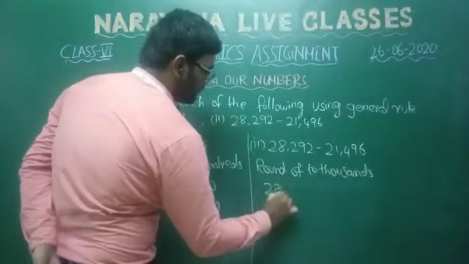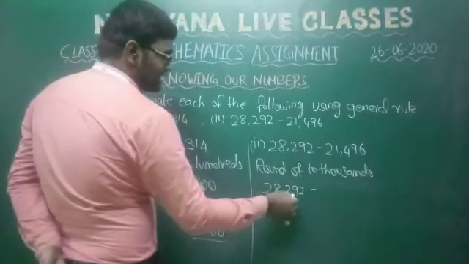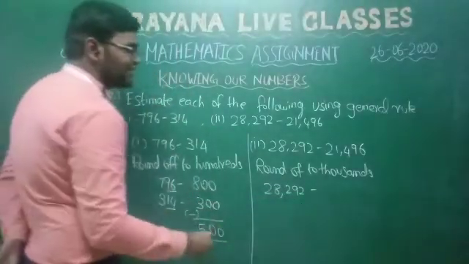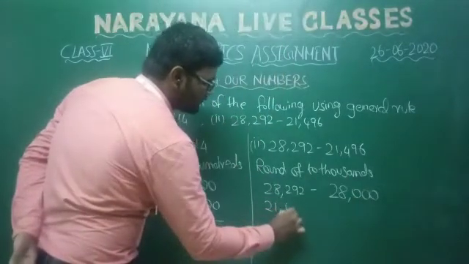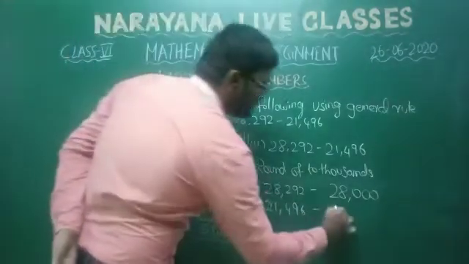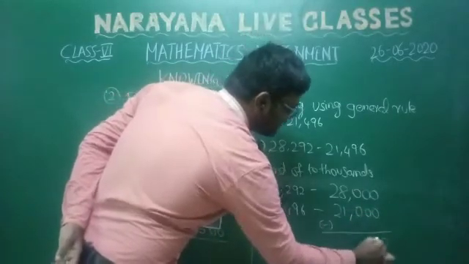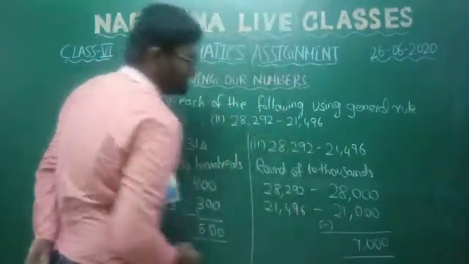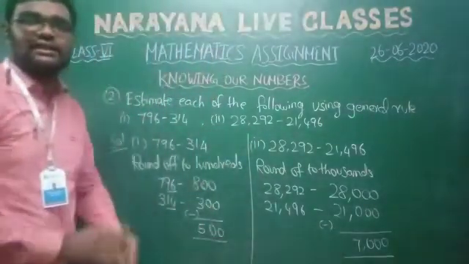So if you are rounding off 28,292 to the nearest 1000: ones, tens, hundreds, thousands. This value is less than 500, and less than 500 means it will become 28,000. Next, this value 21,496: 496 is also less than 500 only, so it will become 21,000. So if you subtract, 0, 0, 0, 8 minus 1 is 7, 2 minus 2 is 0. The estimated difference is 7,000. Okay students, is it clear?